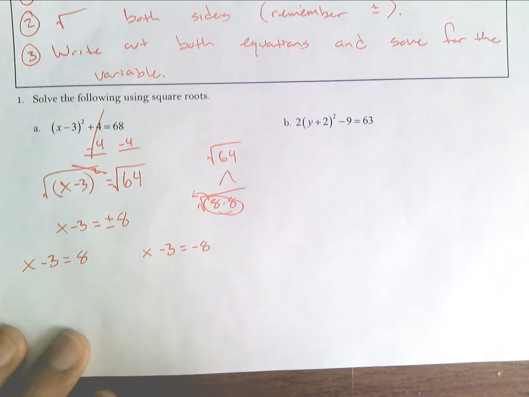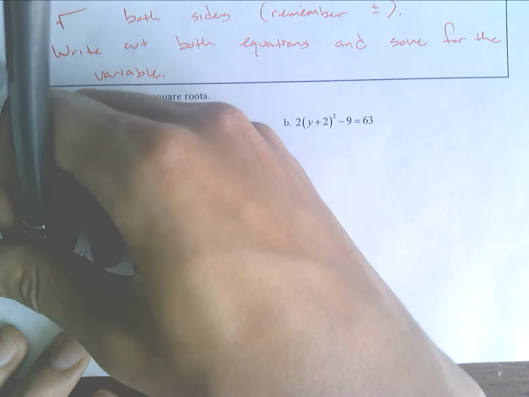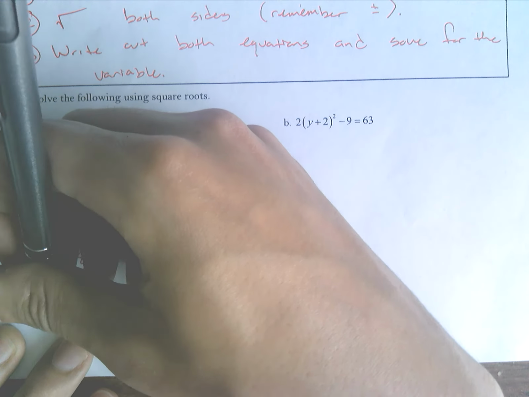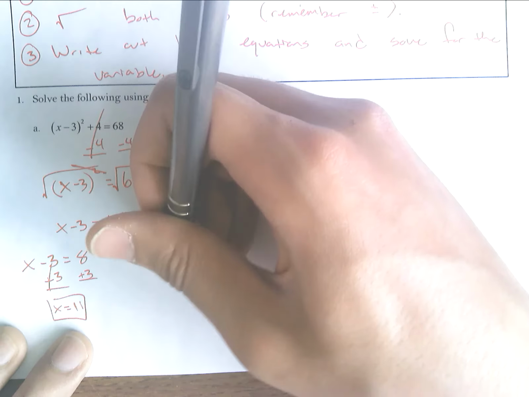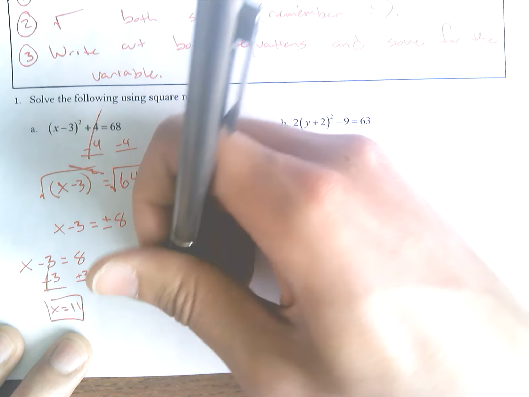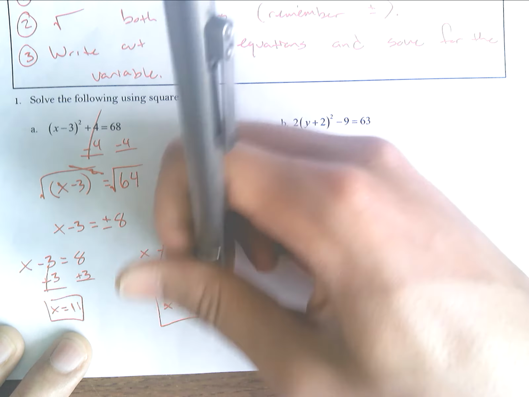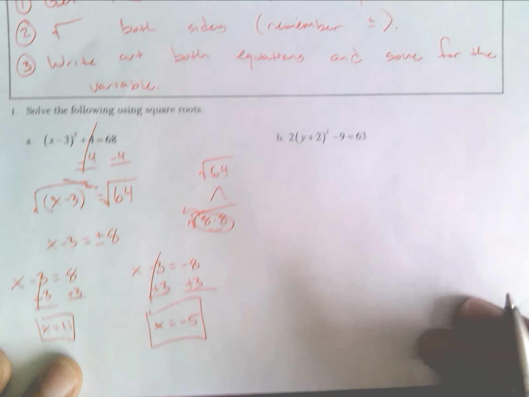So then solving this, we have to add 3 to both sides. So we get x equals 11. That's one solution. Adding 3 to this side, we get x equals negative 5. And those are our two solutions. Let's try one more example.